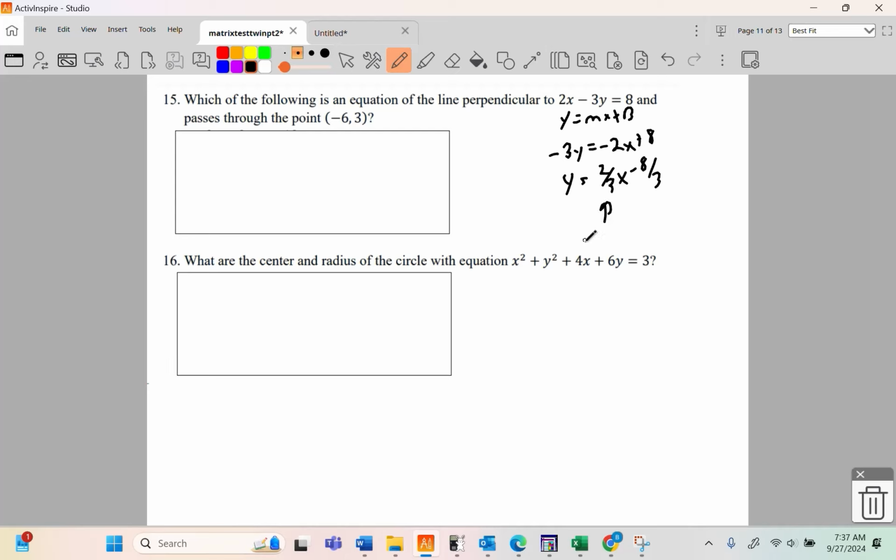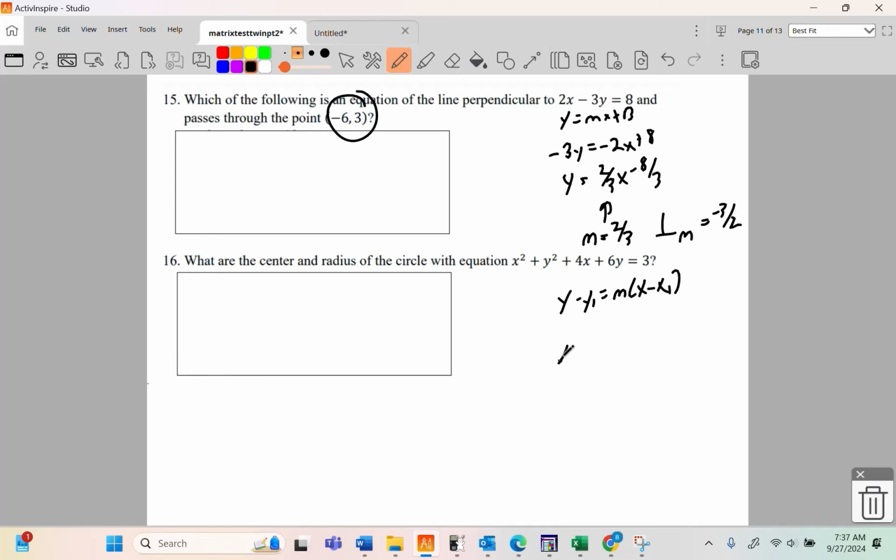Now the reason I did this is because this is my slope. My slope is 2/3. The perpendicular slope is what we call the opposite reciprocal, which is negative 3/2. And I have a point. By God, I know about point slope form. Y minus y1 equals m times x minus x1. So I'm going to plug some stuff in.